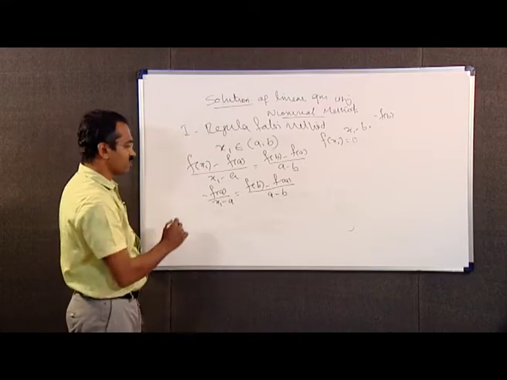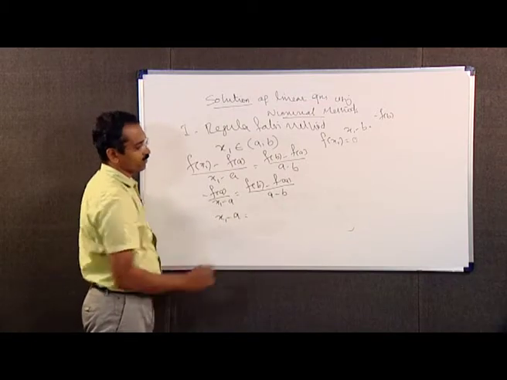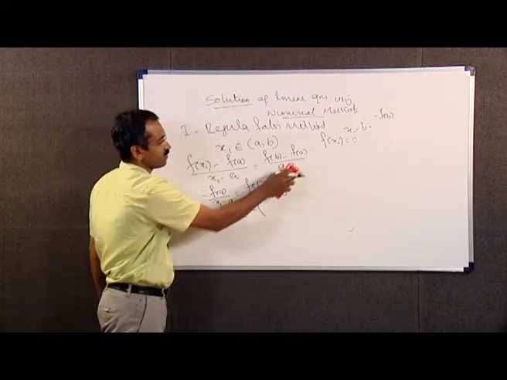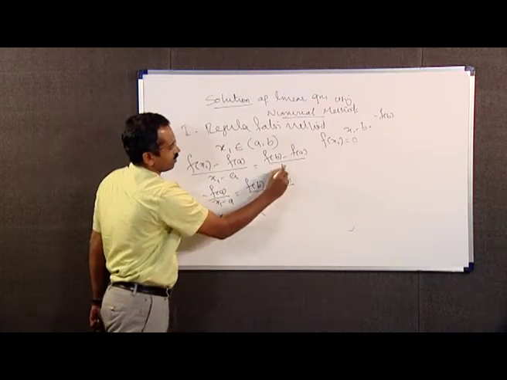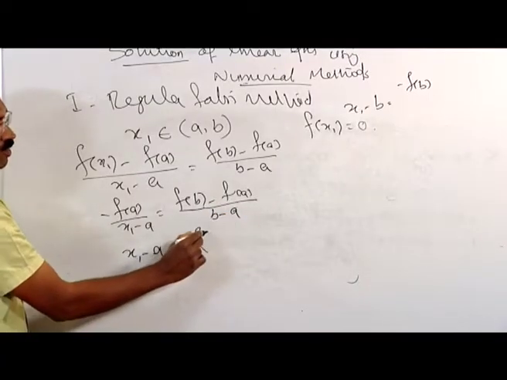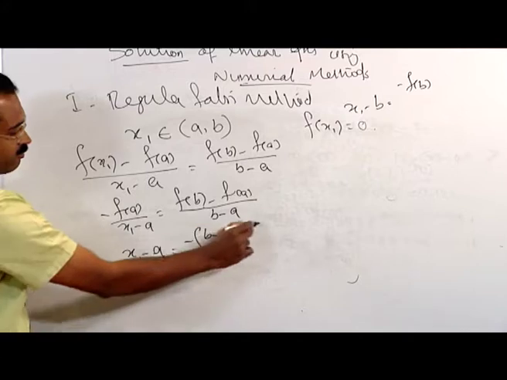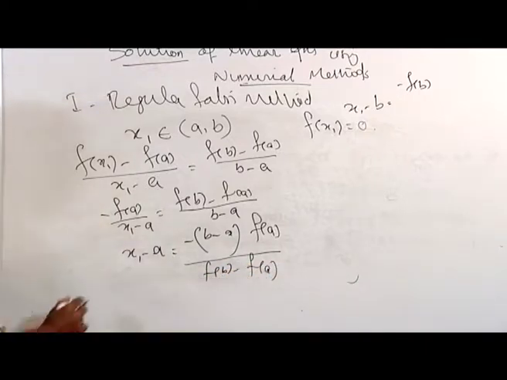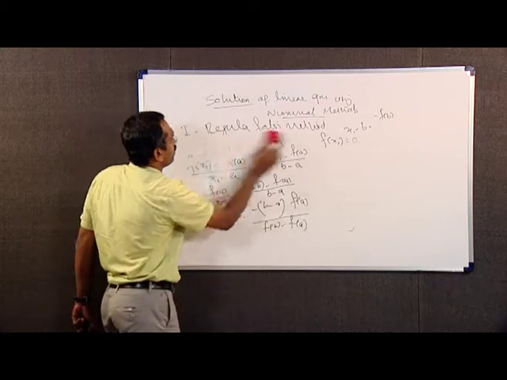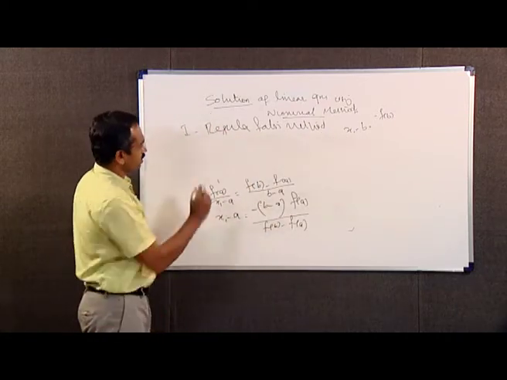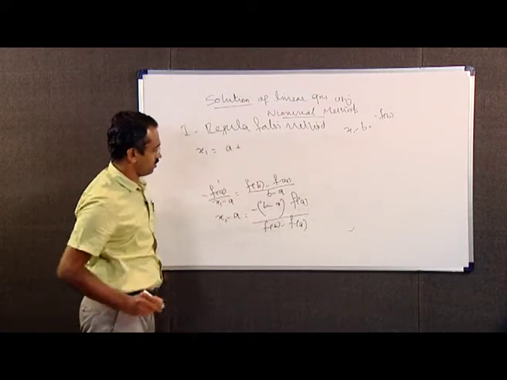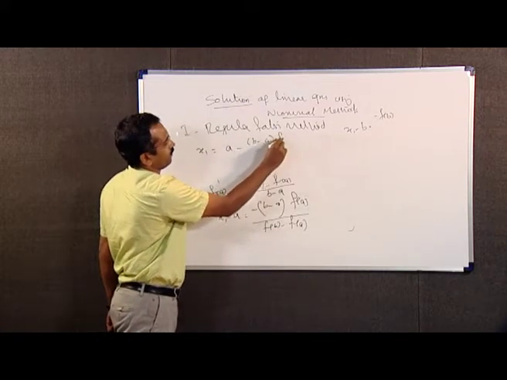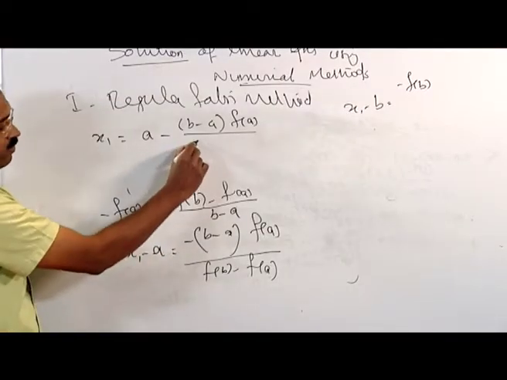This can be written as x1 minus a is equal to negative of b minus a into f of a divided by f of b minus f of a, or x1 is equal to a minus b minus a into f of a divided by f of b minus f of a.